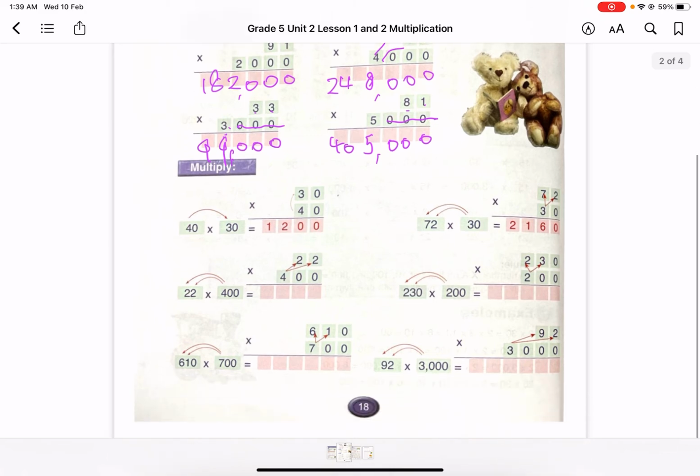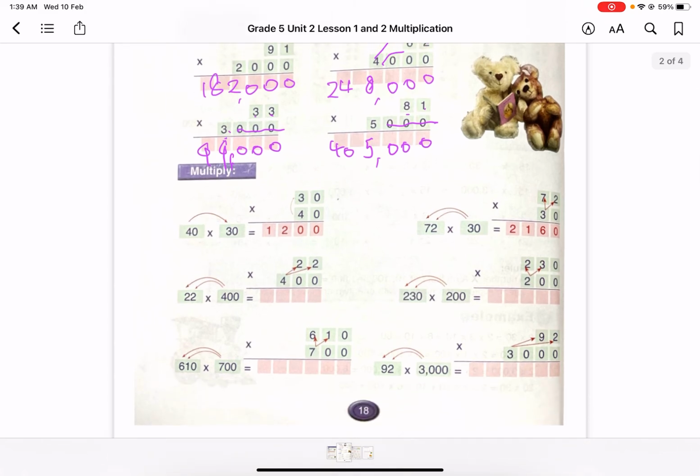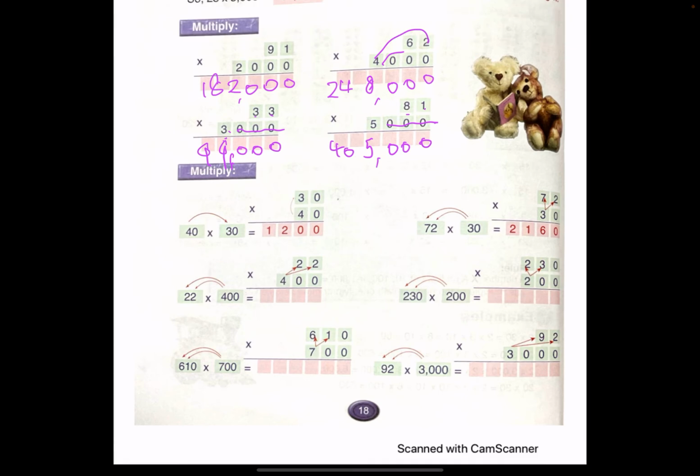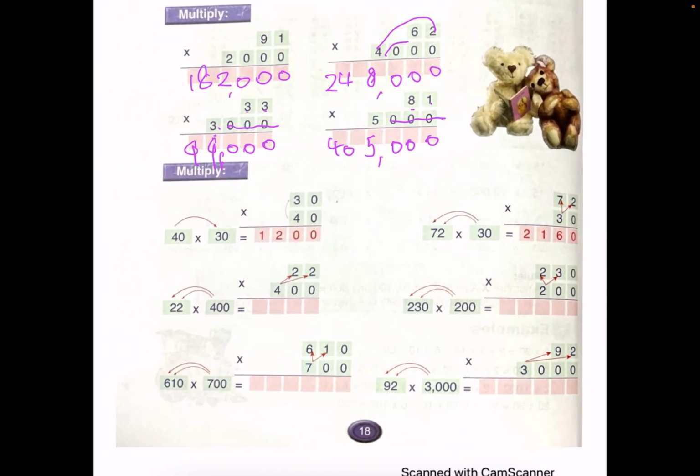In this part, you have 0 beside the 3 and 0 beside the 4. So you are going to drop 2 zeros. Then you will multiply the numbers. 4 by 3, 12. The product is 1,200.